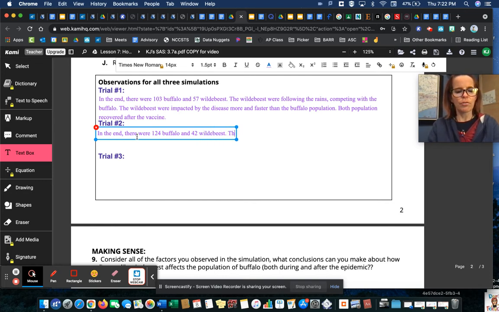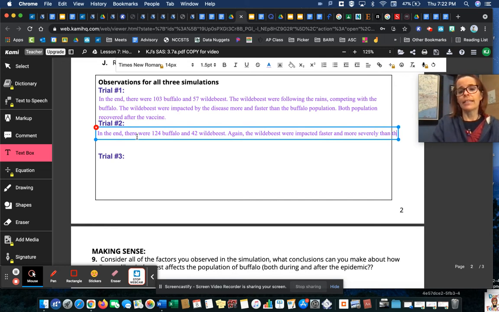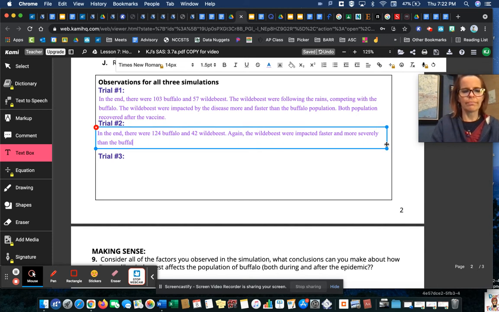What should we say? So how about again, the wildebeest were impacted faster and more severely than, I'm going to make this fit, than the buffalo population. Both recovered with the vaccine.